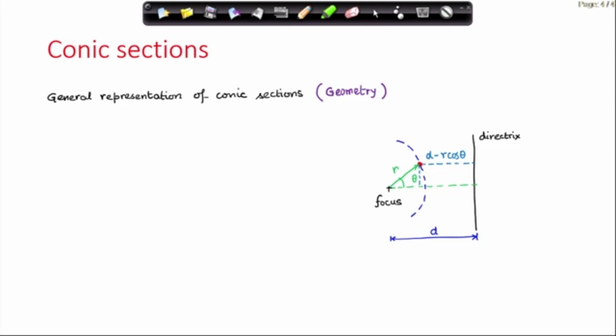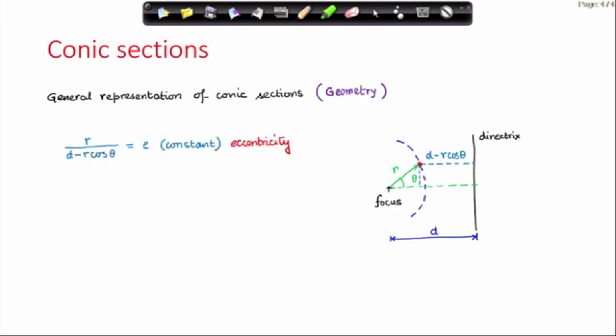That fixed line is called the directrix, shown here in the figure, and that fixed point is called the focus, also shown here. The radial coordinate is r, and the distance of this point, the red dot, from the line is d minus r cosine theta, where theta is marked. So, we are using polar coordinates, r is the radial coordinate and theta is the angular coordinate.